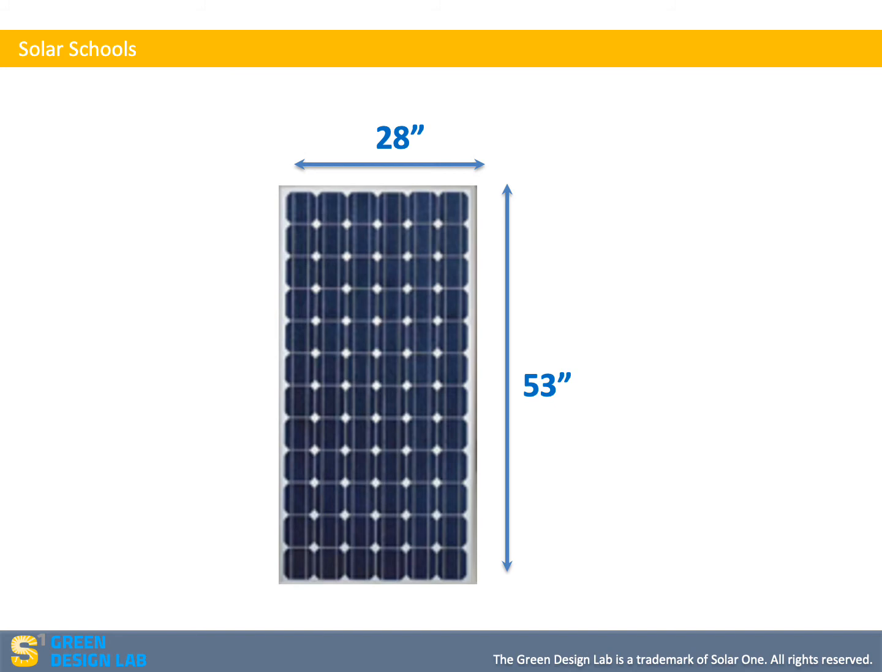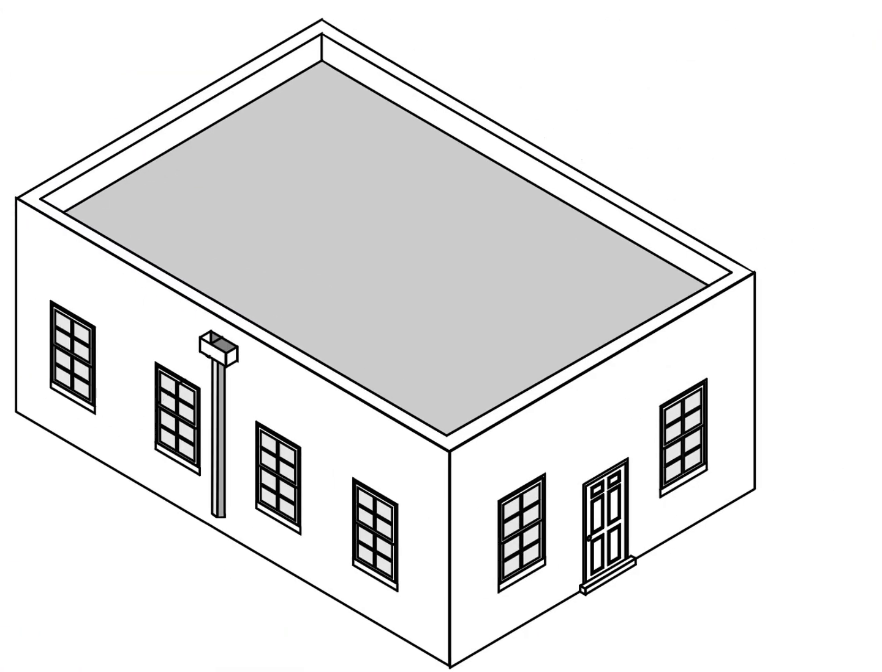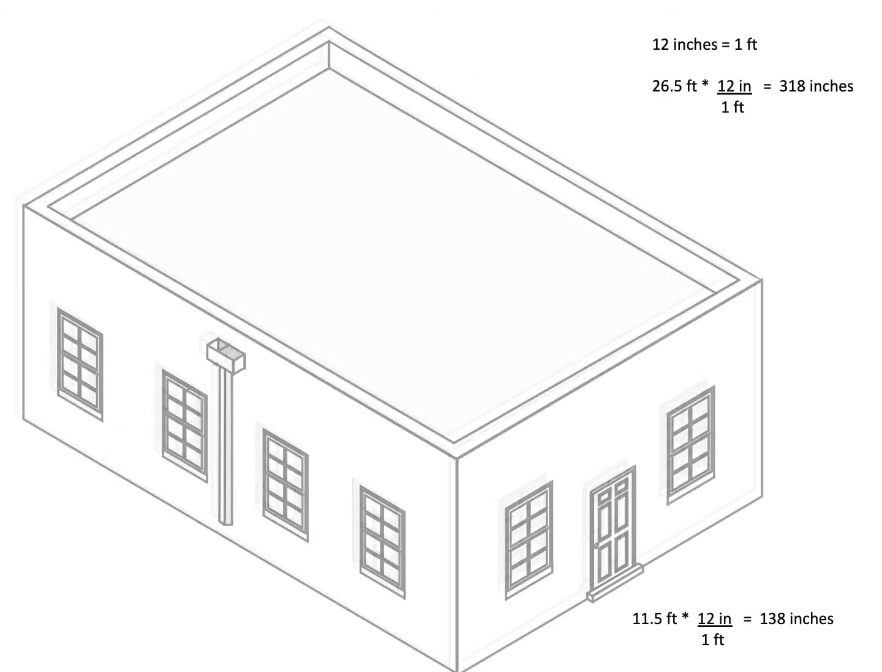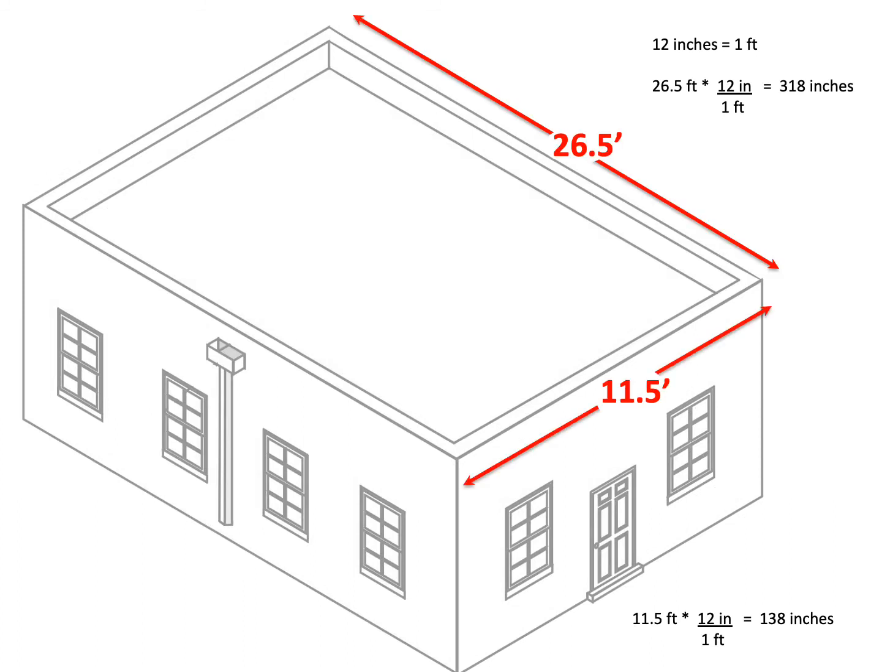Here we have our model solar panel with its specific dimensions measured in inches. This will be the building we will be working on for this problem. These are the dimensions of our building. They are measured in feet. However, since our solar panel dimensions are measured in inches, we have to convert our units first before continuing on.